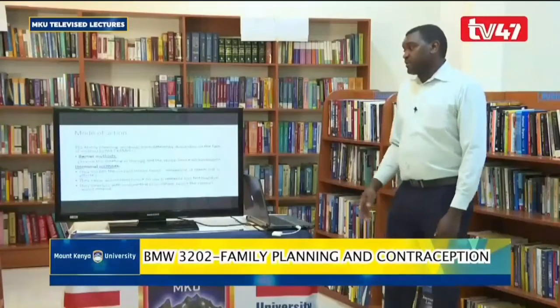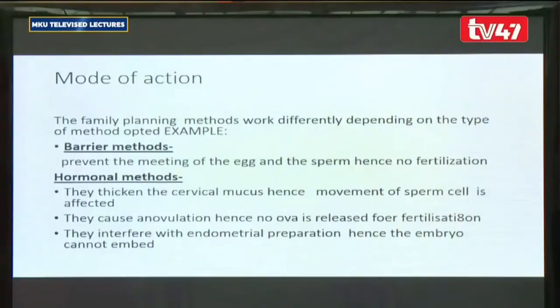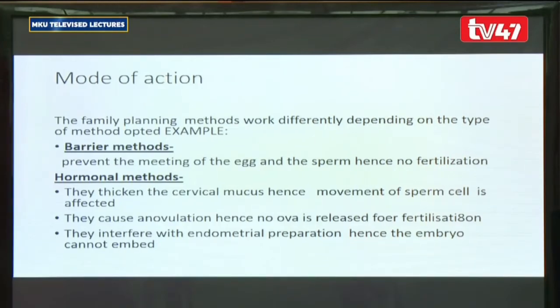Hormonal methods thicken the cervical mucus, hence the movement of sperm cells is affected. They also cause anovulation, hence no ovum is available for fertilization, and they also interfere with the endometrial preparation. Hence, even if fertilization occurs, the embryo cannot embed because the endometrium has not been prepared. So it is good for us to understand the mode of action so that as we explain to these clients, they will also understand the method they opt to use and how it works.